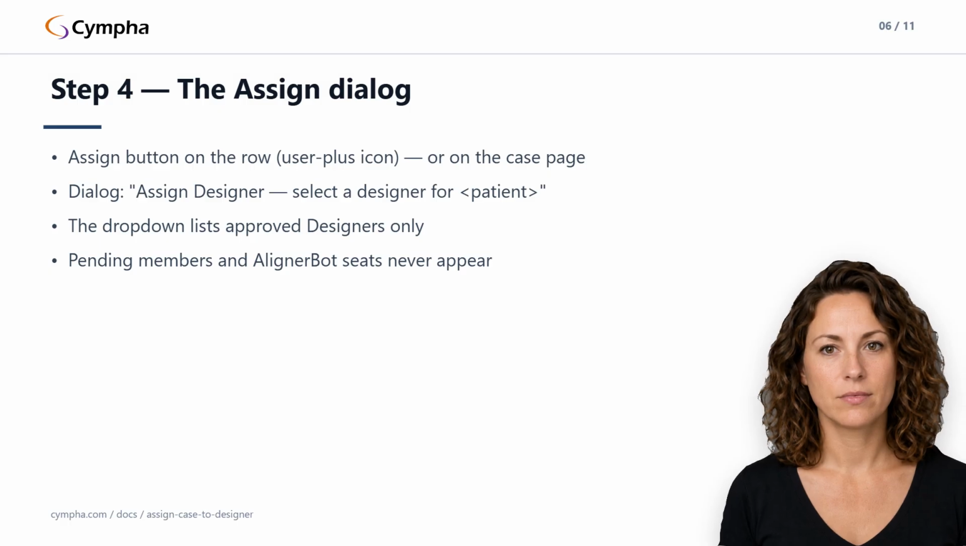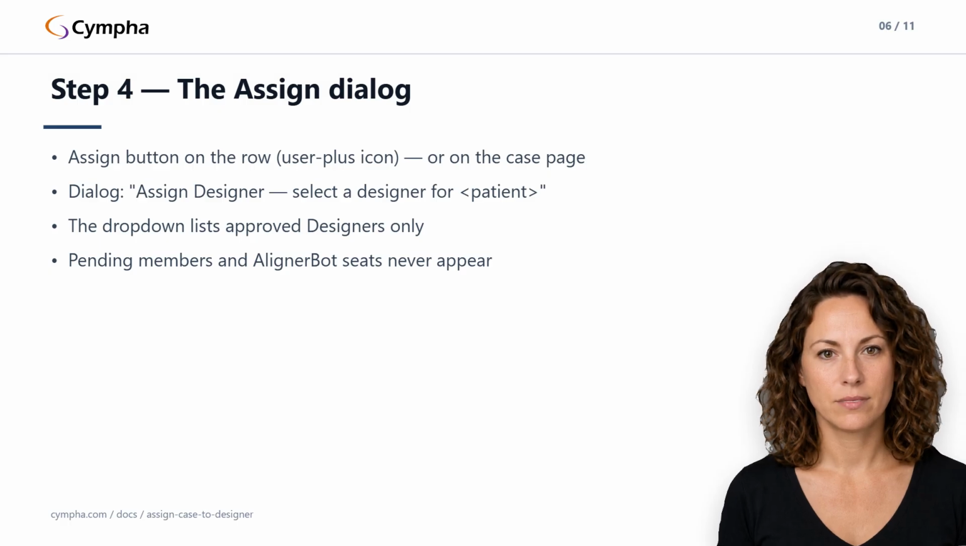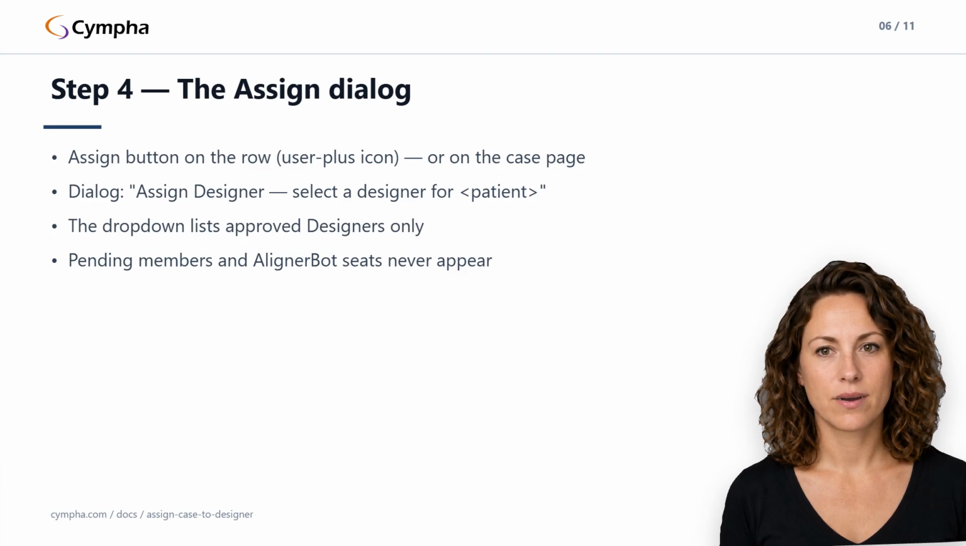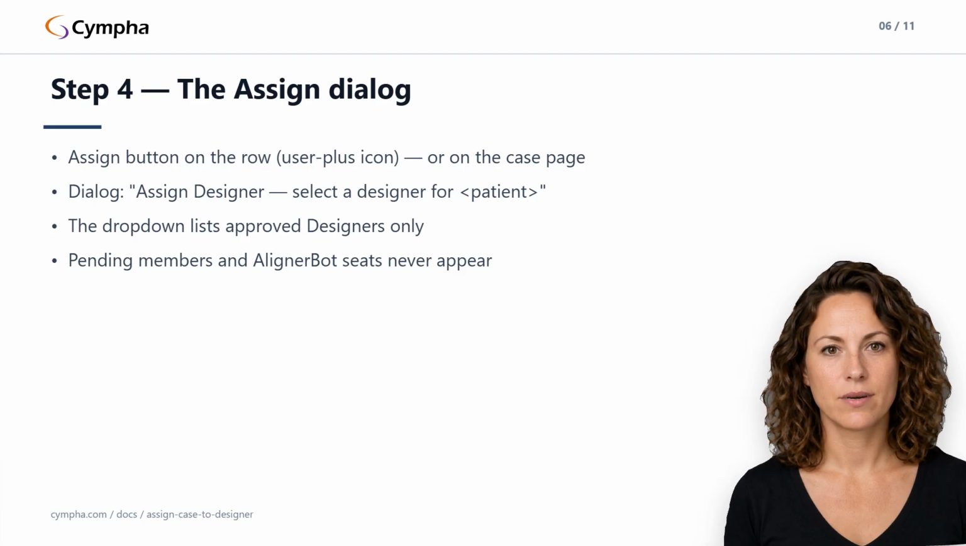That drop-down lists your approved team members carrying the designer role, by display name, their first and last name, or their email as a fallback if the name isn't set. 2 absences are worth understanding. Members still in pending approval don't appear, they need approving on the team page first. And AlignerBot seats never appear, this picker is for human designers only, full stop. That's not a gap in the software, it's the design, and it's the next thing we'll unpack.